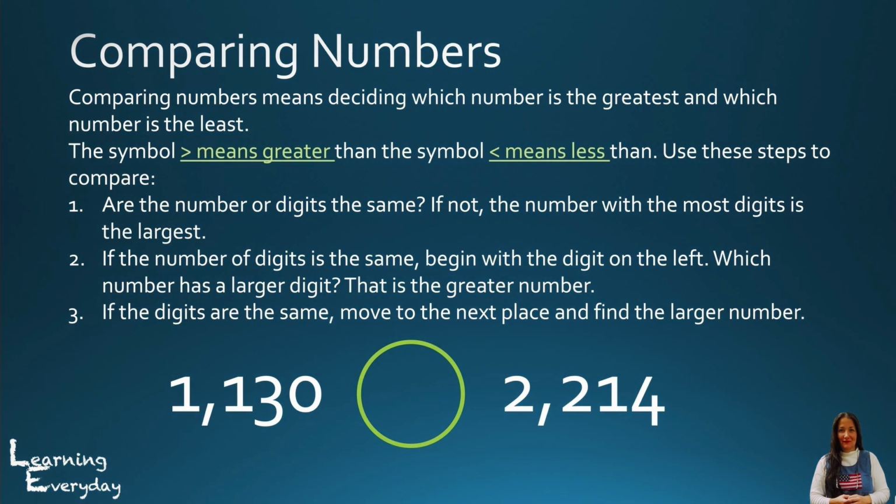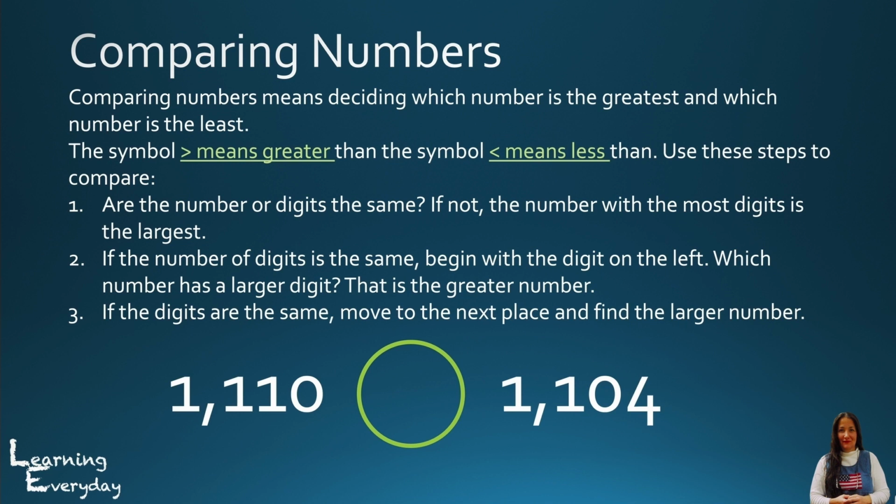1130 on the left, 2214 on the right. Digit on the left is a 1. Then we go to the right side. On the right we have 2. We know that 1 is less than 2. 1130 is less than 2214. But you don't even have to know that big number. You just have to look at the single digits and you'll have your answer.